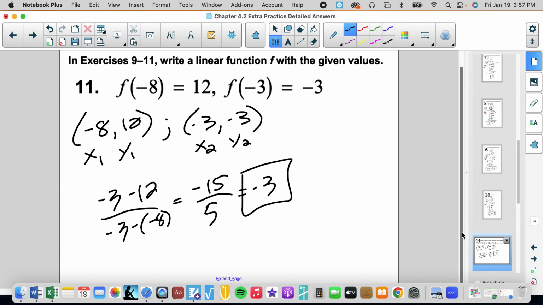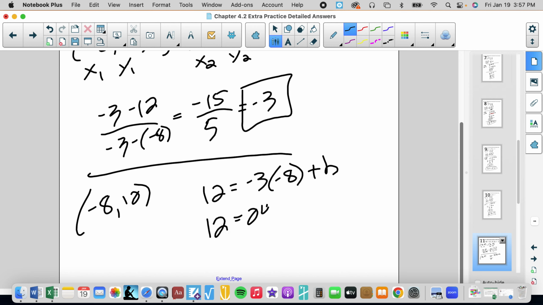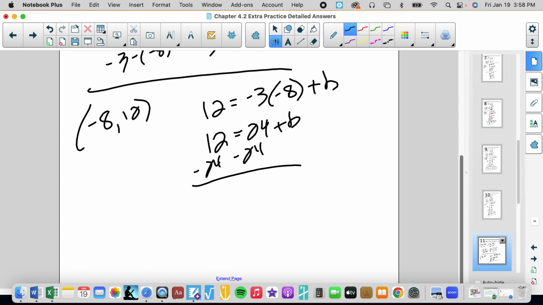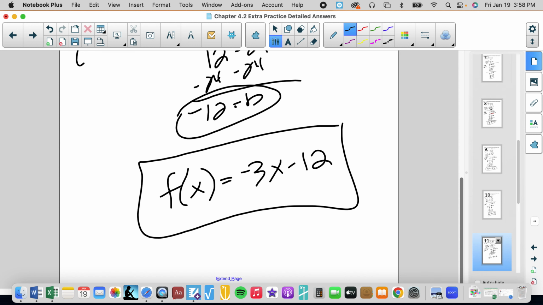Let's take the point (-8, 12). So we get 12 equals -3 times -8 plus b. 12 equals 24 plus b, minus 24, minus 24. -12 equals b. That's my y-intercept. And my slope was -3. Oh, I almost did it again. f of x equals -3x minus 12 would be my formula.